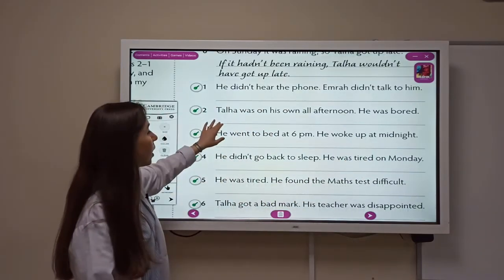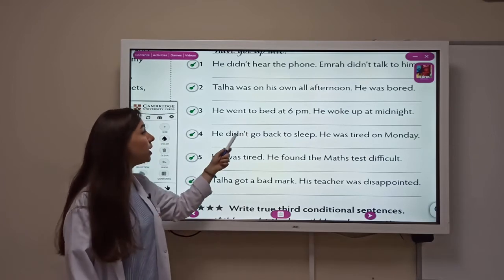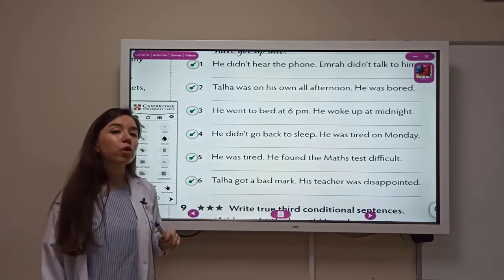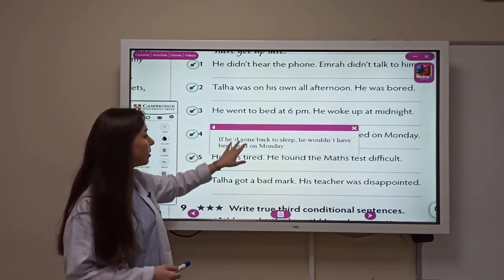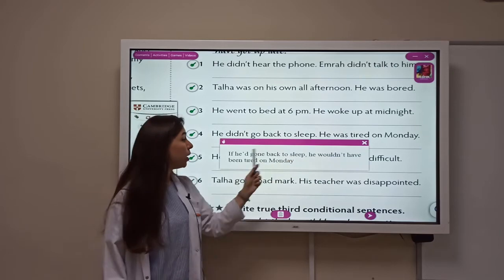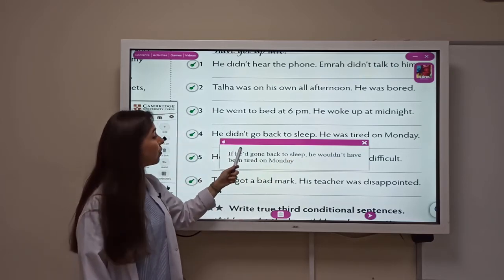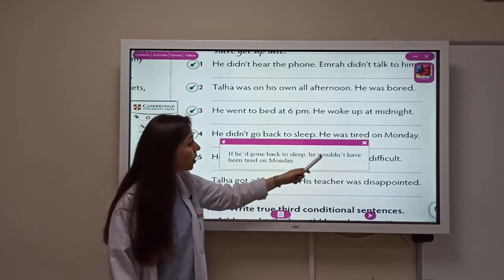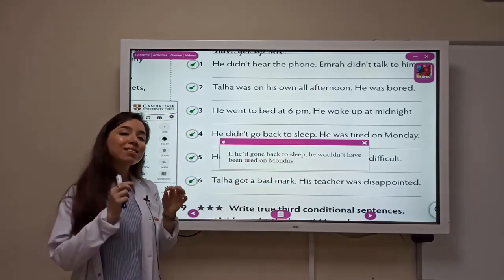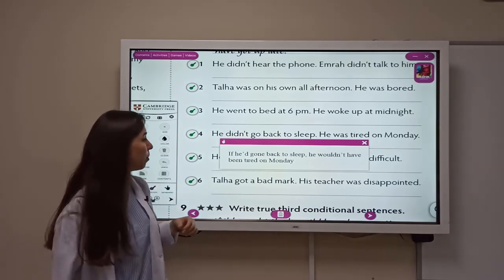Number 4. He didn't go back to sleep. He was tired on Monday. So he didn't. Again, here we have negative. So in the third conditional, we are going to write it in the positive form. If he had gone back to sleep, he wouldn't have been tired. Look at here, here negative, here positive. If he had gone back to sleep, he wouldn't have been tired on Monday. So these are some very small points. Please be careful about them.